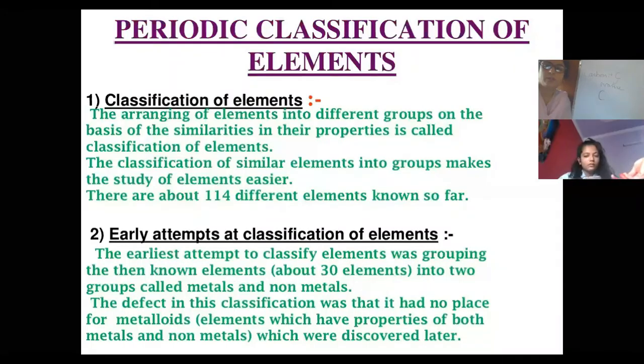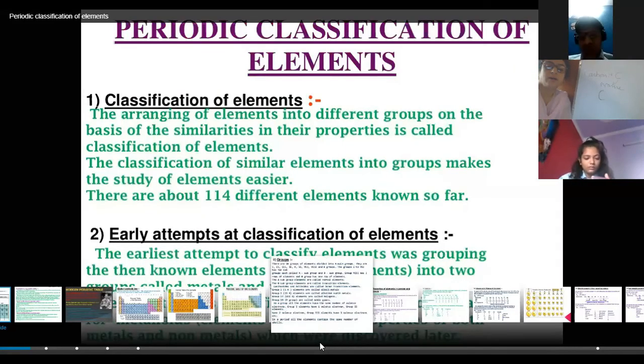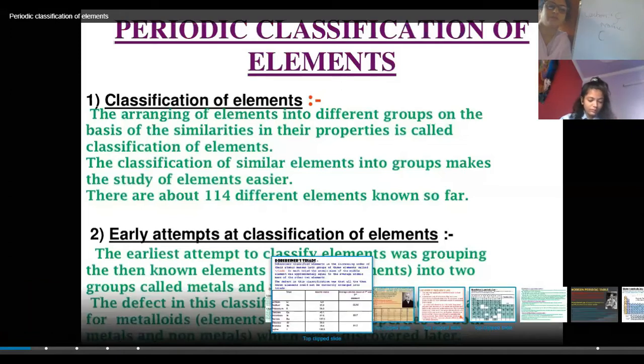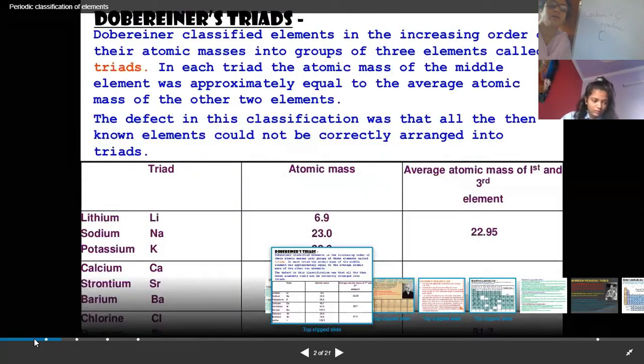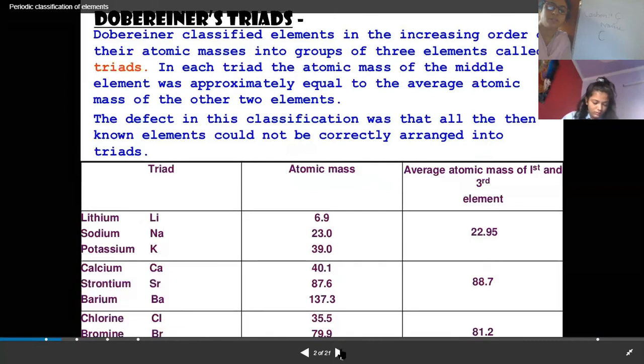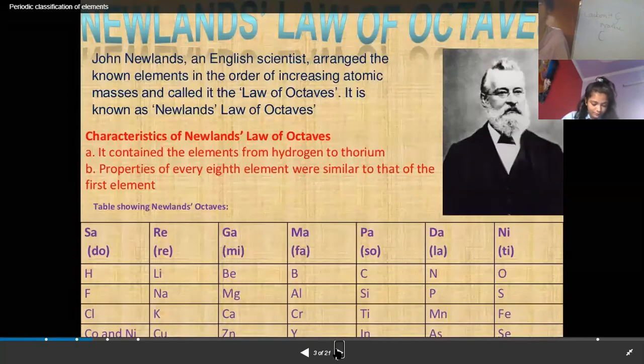Continuing with the topic of yesterday, the first attempt to classify the elements was done by Dobereiner, but we have already discussed his limitations: of all the elements known at that time, he was not able to classify them. He was able to find only three triads.